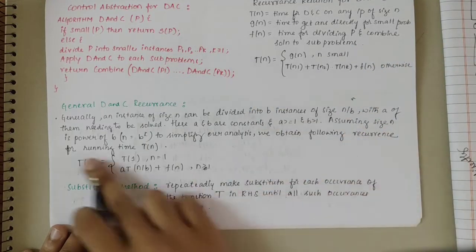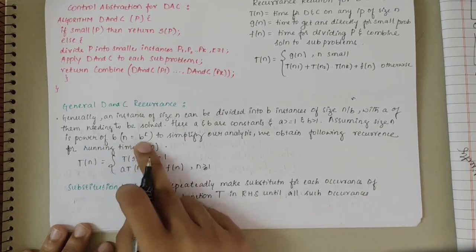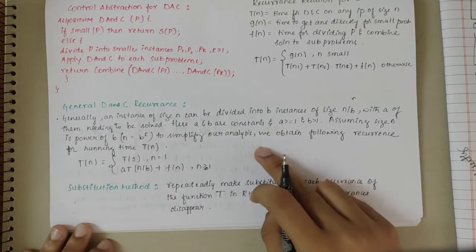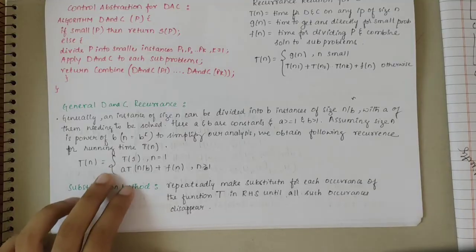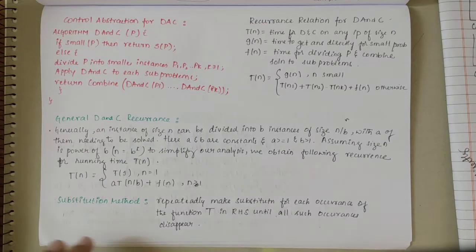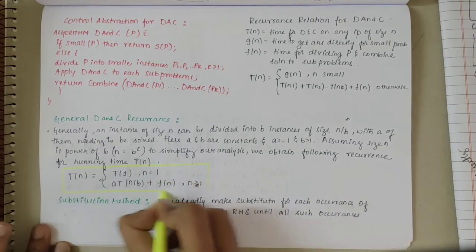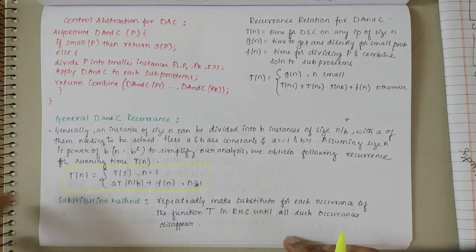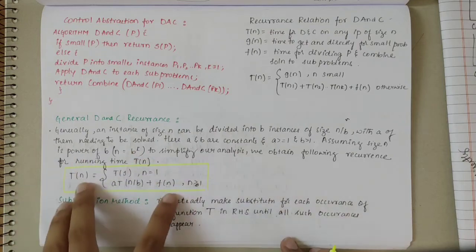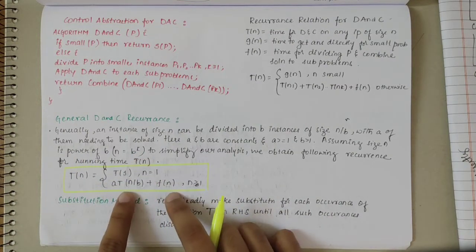So assuming that size n is a power of b, n is equal to b power k, to simplify our analysis, we obtain the following recurrence for running time t of n. This particular general divide and conquer recurrence relation is pretty important, because we'll be using this in Master's theorem.